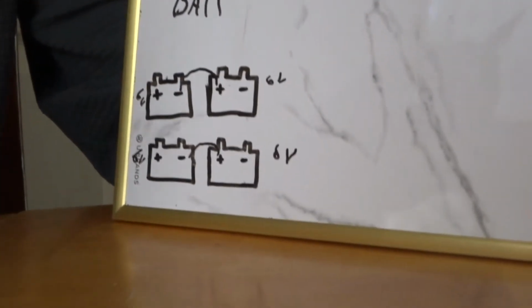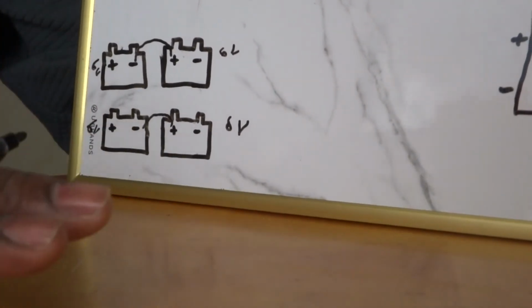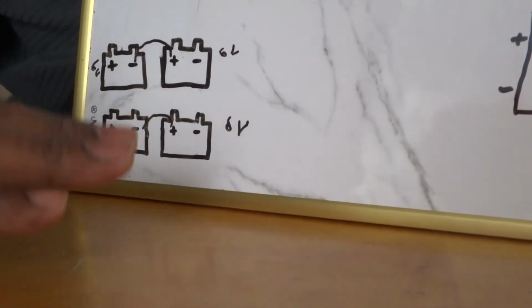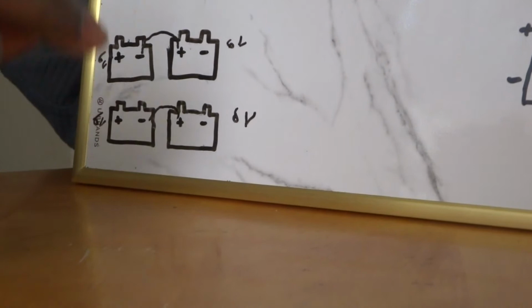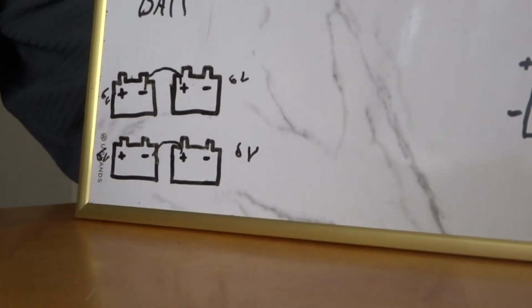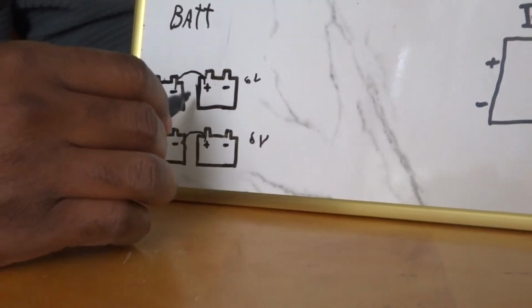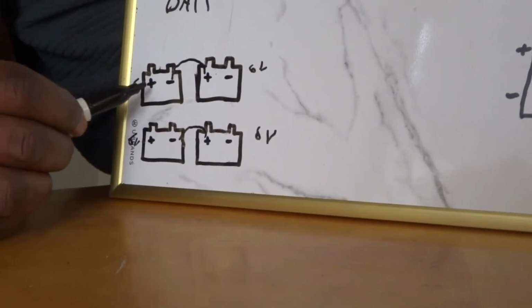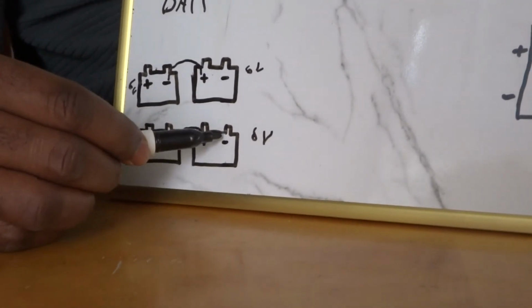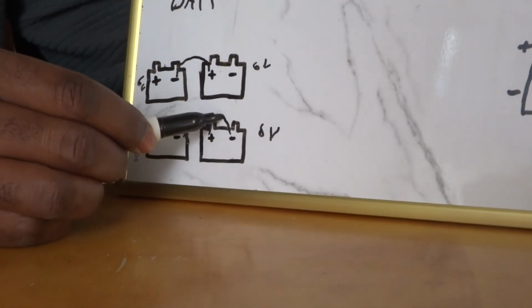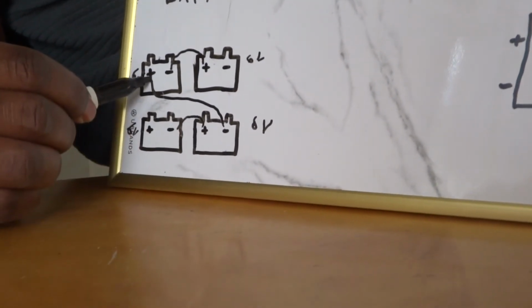In series, the voltage goes up and the amperage stays the same, but in parallel, the voltage stays the same and the amperage goes up. So that's the difference between series and parallel. Now we'll have to use this negative, which goes to this positive.